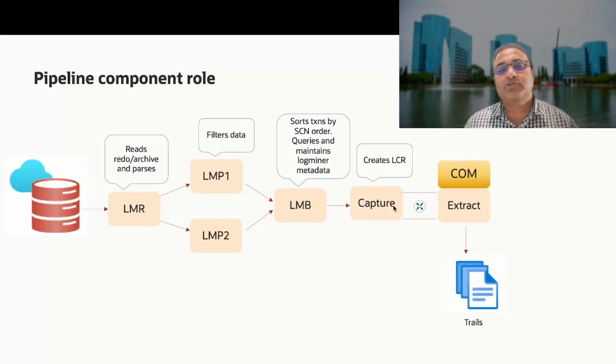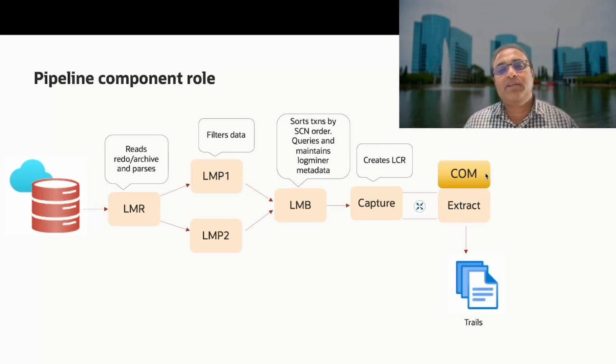Data gets pushed through this network to the extract process. Extract process receives data from capture process, both committed and uncommitted. The data that is already committed gets immediately flushed to the trail, but the data that is uncommitted remains in the memory until we know the future of the data, meaning whether it is committed or uncommitted. The moment it gets committed, it gets written into the trail. If the transaction is rolled back, it gets wiped out of the memory.